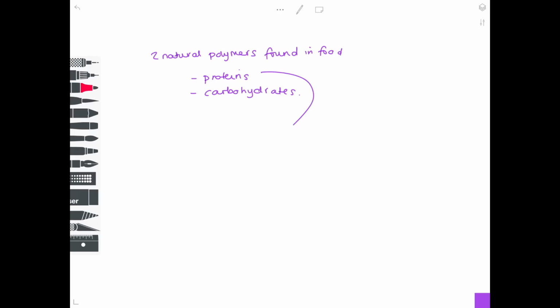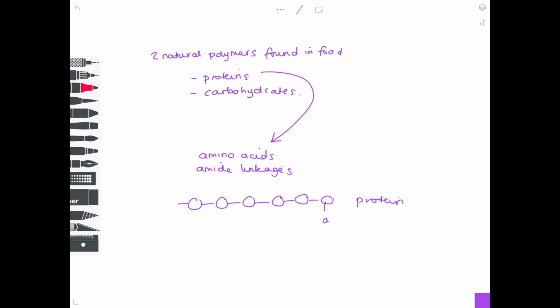So looking at proteins, what are the basic subunits making up the proteins? Well, it's chains of amino acids, which link together by amide linkages. And so if we draw a rough sketch, many amino acids together form the protein. Here's your amino acid. And you can actually break down those proteins, so break apart those amide linkages to produce the original amino acids. And you need enzymes to do this. And these enzymes, which you should know from biology, are proteases.